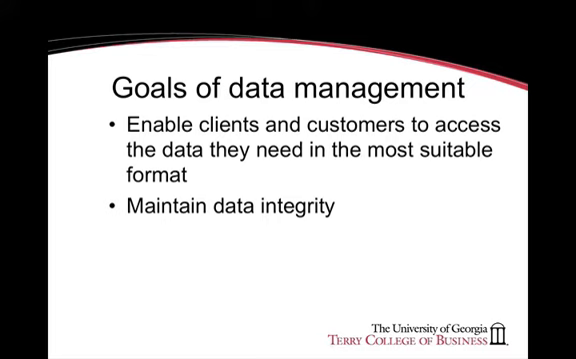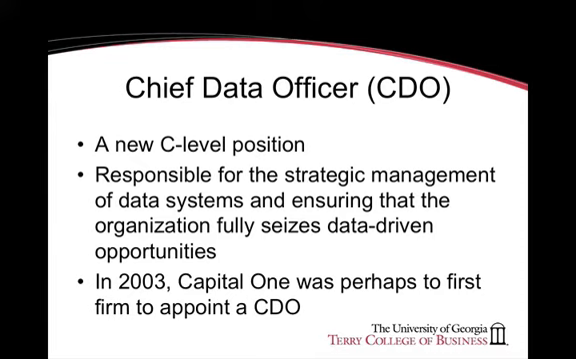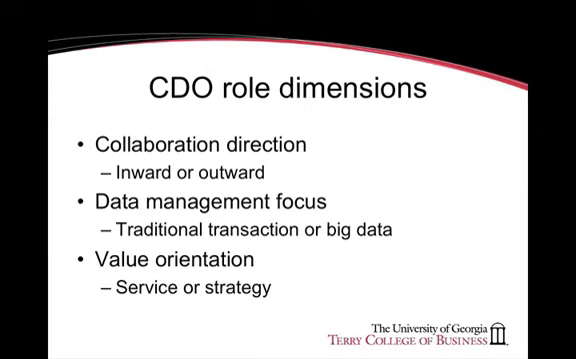A new role that we've been hearing about is that of the Chief Data Officer. It's a new C-level position, C in the order of CEO, CIO, or COO. And a Chief Data Officer is responsible for the strategic management of data systems and ensuring that the organization fully seizes data-driven opportunities. A Chief Data Officer may have many role dimensions, including a collaboration direction, a data management focus, or a value orientation.